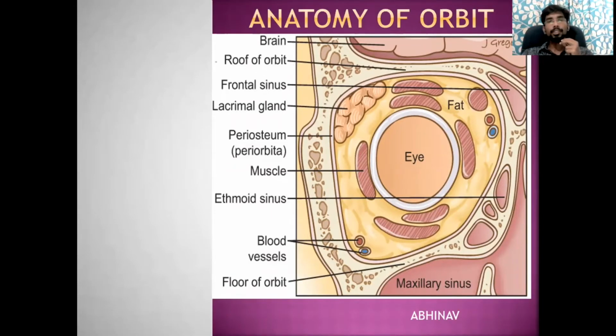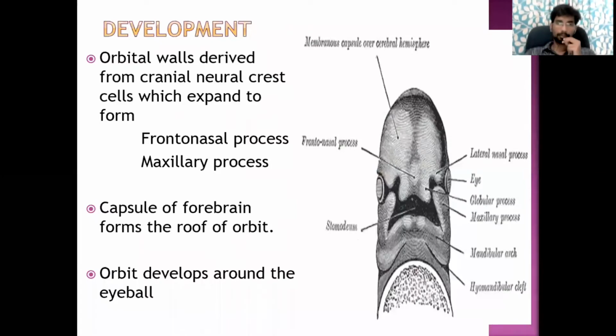In this video, we see about clinical anatomy of the orbit. During development, cranial neural crest cells form the frontonasal process and maxillary processes. From these two processes, the orbital walls are developed, and the capsule of the forebrain forms the roof of the orbit.